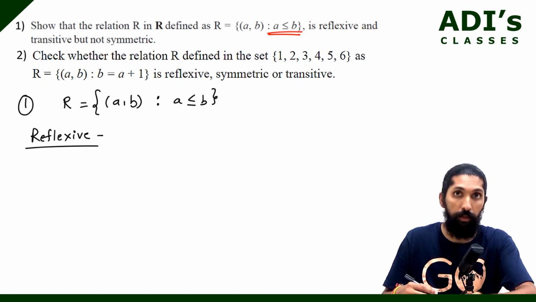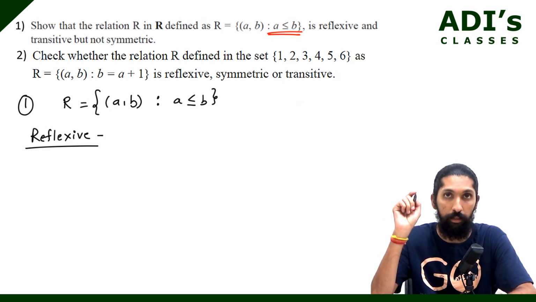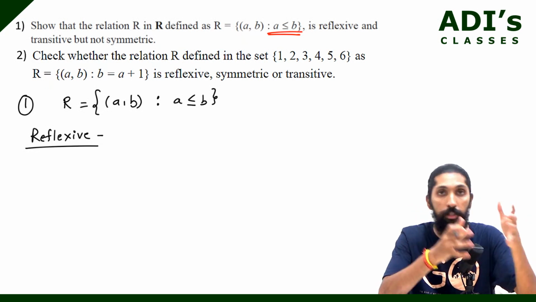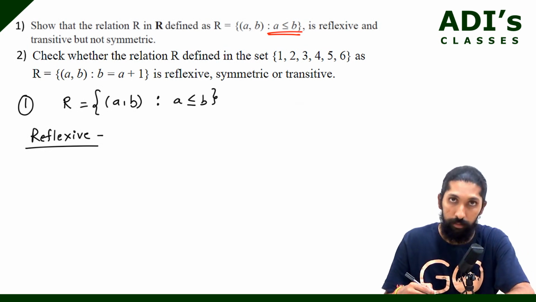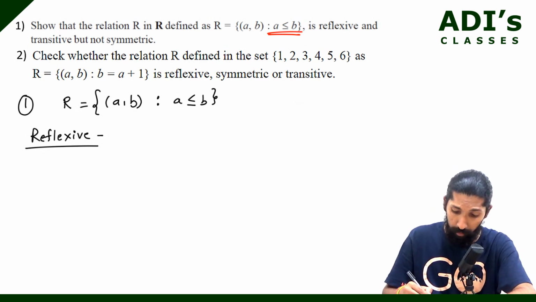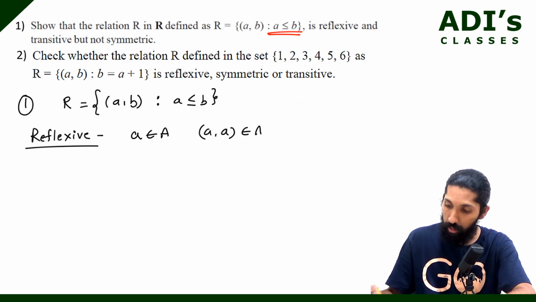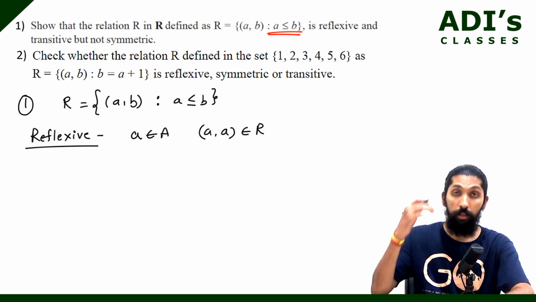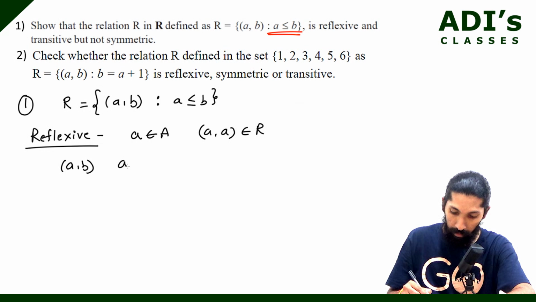See, if it has to be reflexive, then for all a, (a, a) should belong to R. This is the condition for the relation to be reflexive. So in this case, we need to take (a, a), isn't it? Now if you take a belonging to A, then (a, a) should also belong to the relation R. This is what we mean by reflexive. So (a, b) is nothing but a ≤ b. This is the relation, isn't it?